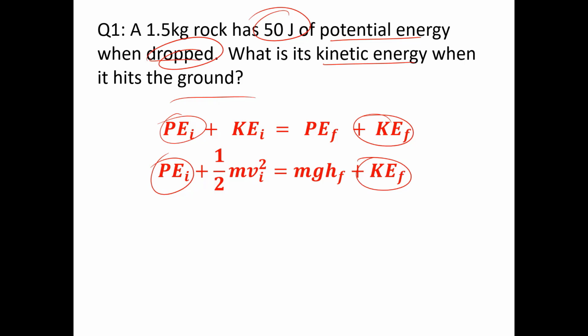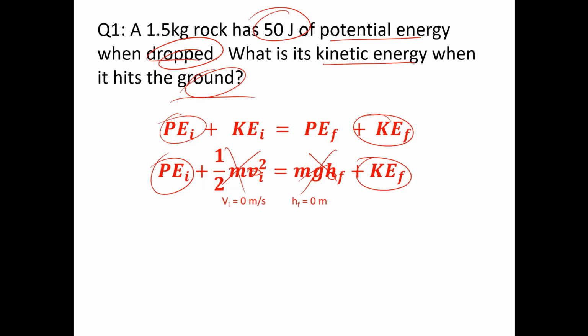This object was dropped, so I know that when it was dropped, it wasn't going anywhere. So that's going to be 0. Anything times 0 cancels itself out. I know that it's going to hit the ground, and the ground's height is 0, so that's going to cancel out too. So you could either just keep it as is and plug in zeros in place, and you'll end up getting the zeros.